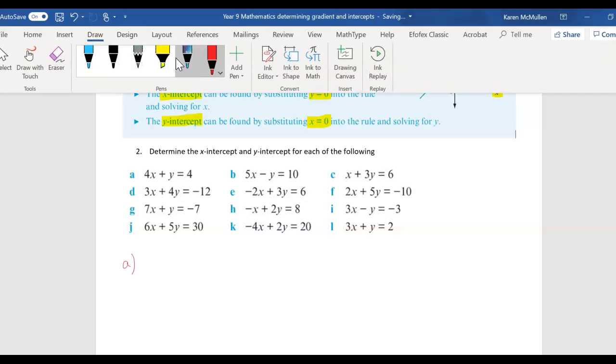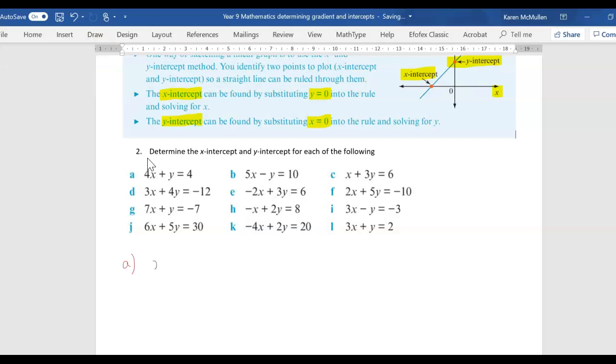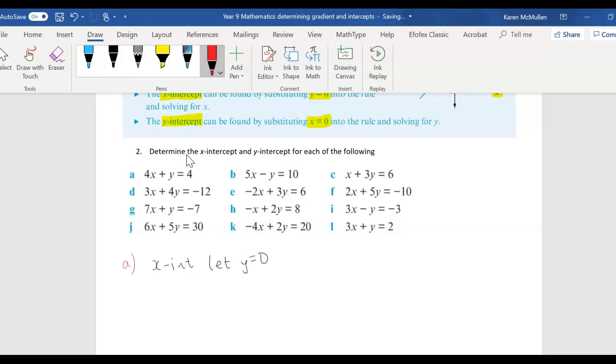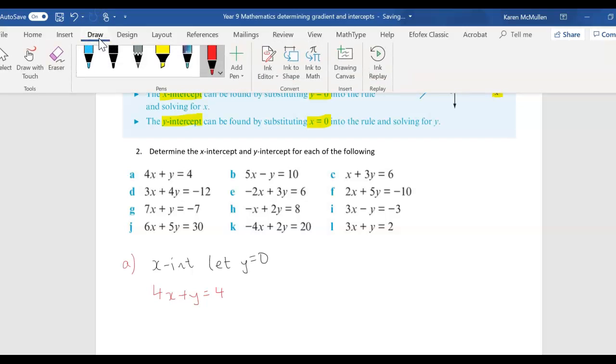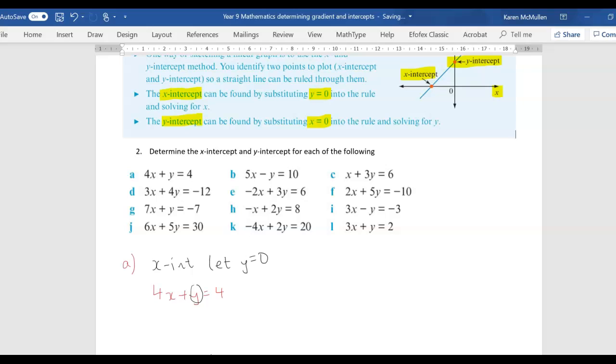Now I always write, and remember what I said before, following these steps will help you remember and also make sure that you don't make any little mistakes. So for your x-intercept, we let y equal 0. Our equation for question A is 4x plus y equals 4. Now, if I'm finding the x-intercept, I'm letting y equal 0. So wherever I've got y, which is here, I'm now writing 0.